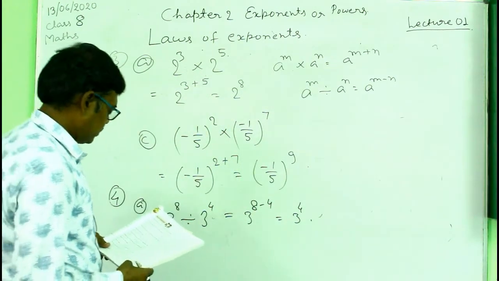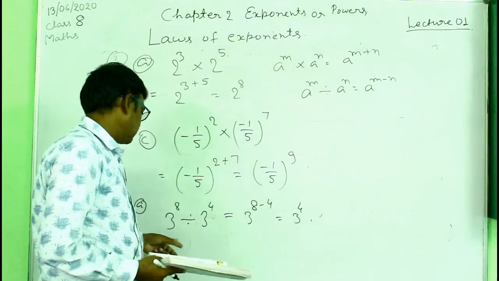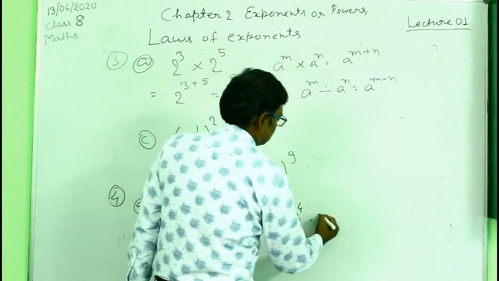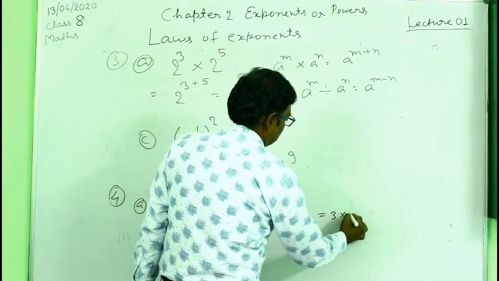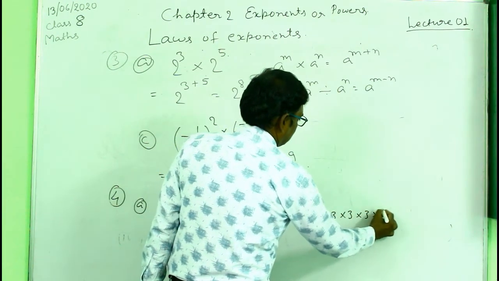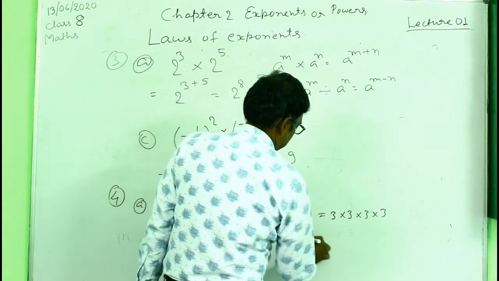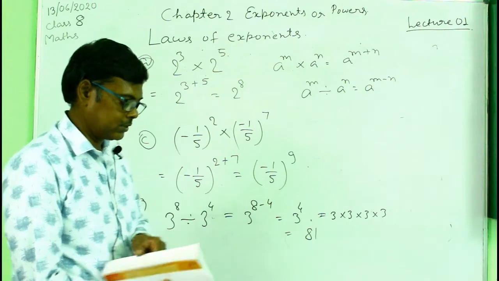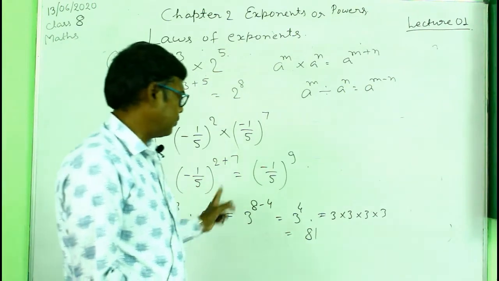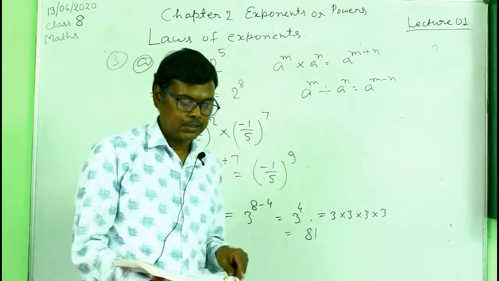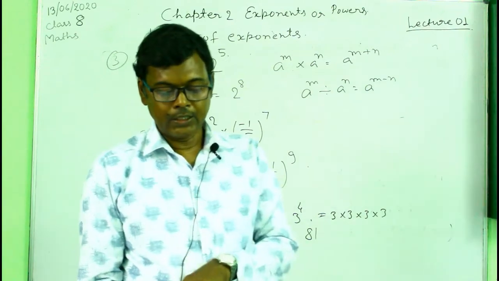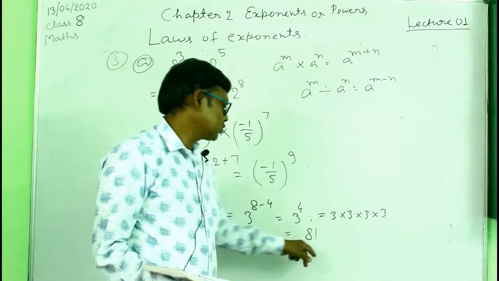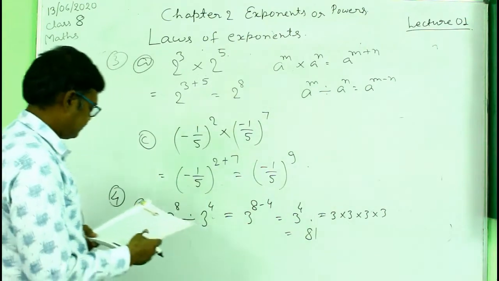But here in the question it is not written that we must write the answer in the exponential form. So here we can also find the value: 3 into 3 into 3 into 3, that is 81. The question is only "simplify the following", and in the question it is not mentioned which form to use. So you can write 81 as the answer also, right?